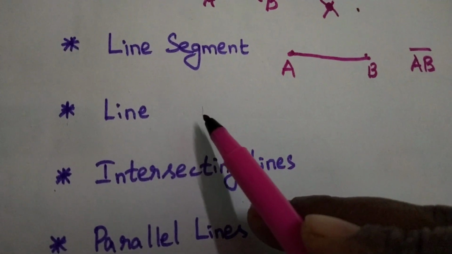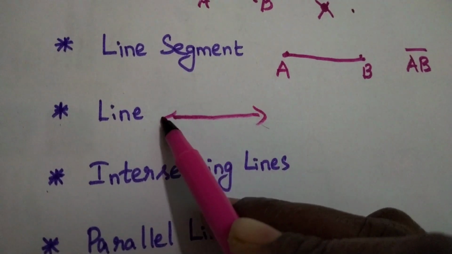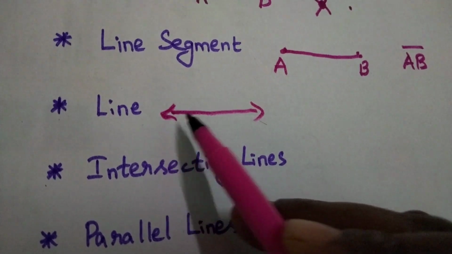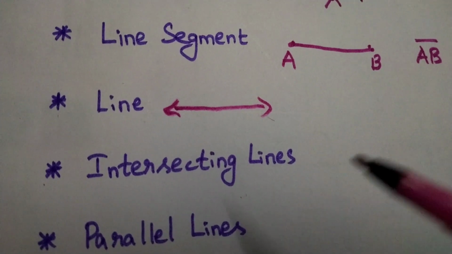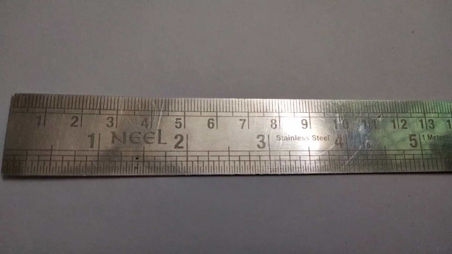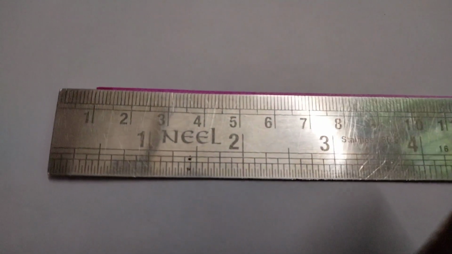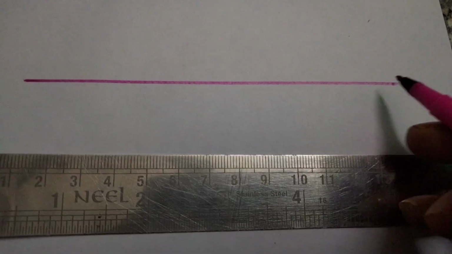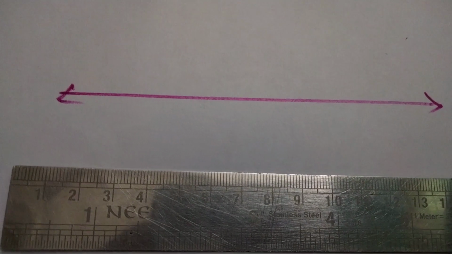Line means it extends on both the sides. So it can be extendable. Extendable means it cannot be measured accurately, isn't it? See dear, if ma'am asks to draw a line, we can draw any measurement, isn't it? Simply I can draw any measurement. This we call it as line. So without any measurement, we call this as line.